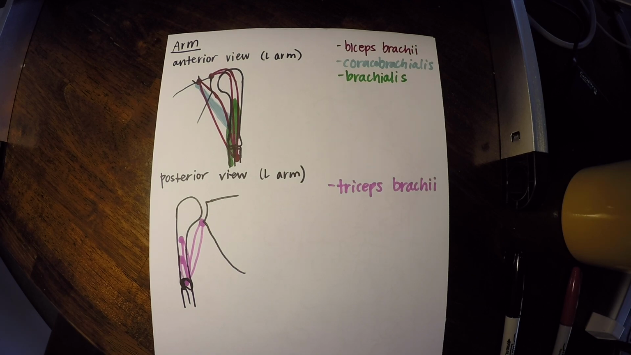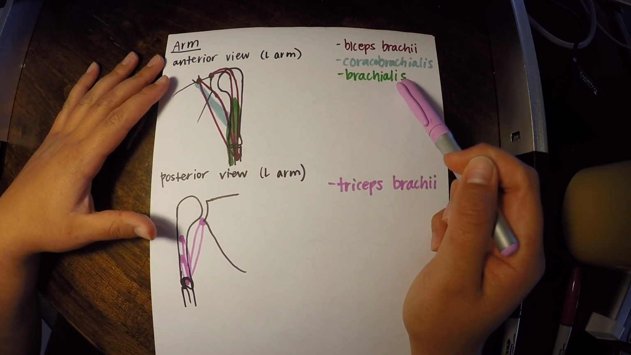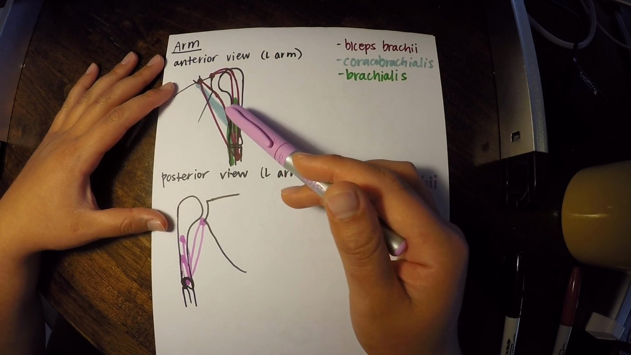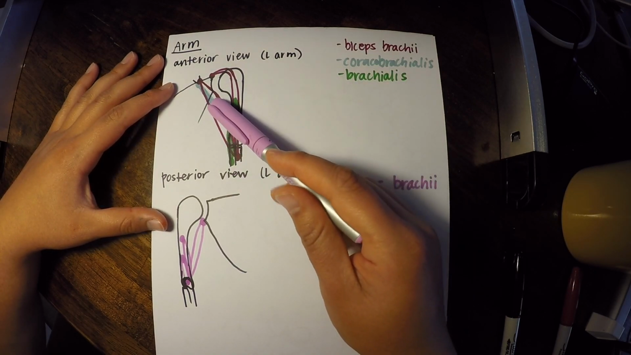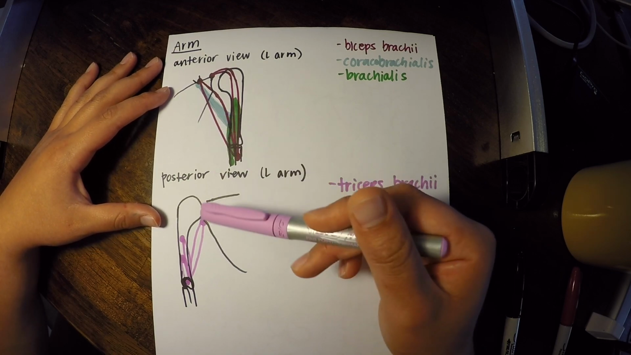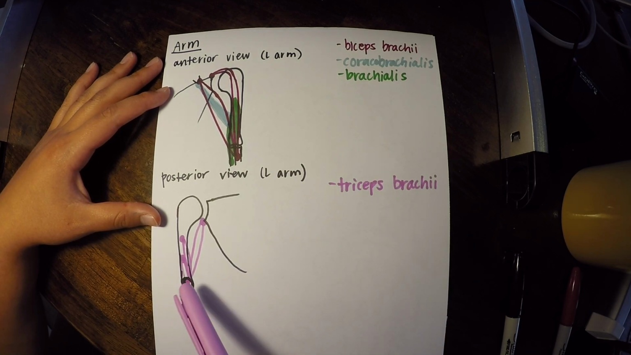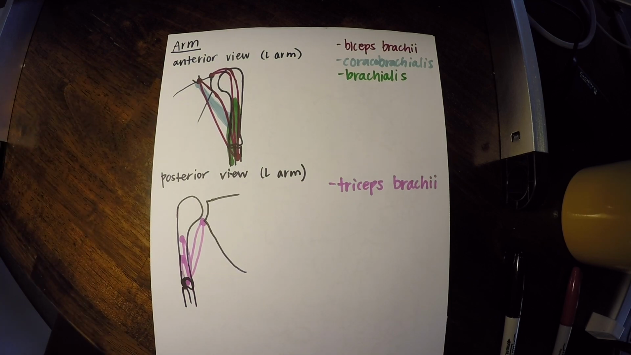So let's go back to our very beginning just as a little bit of a review. So for our anterior arm, all of these are innervated by musculocutaneous. Our biceps brachii and our brachialis both flex the elbow, and then the coracobrachialis flexes at the shoulder. And then we have our triceps brachii, which is innervated by radial nerve, and that extends the elbow because it's on the posterior side. So now that we've covered the arm muscles, let's move on to the forearm.